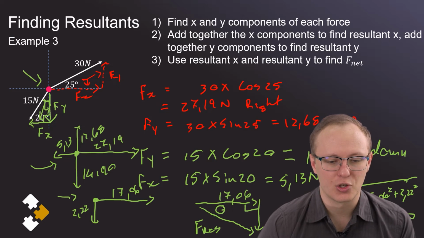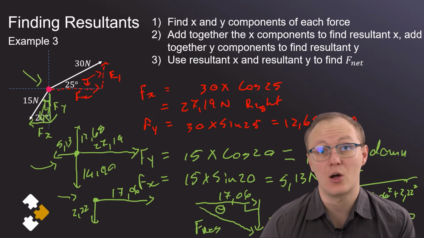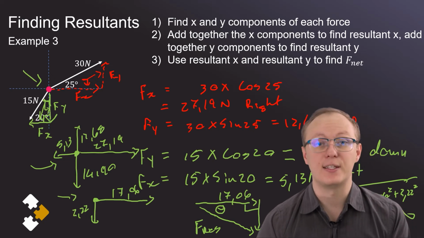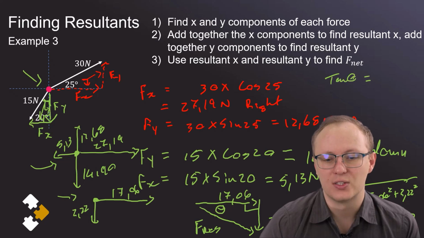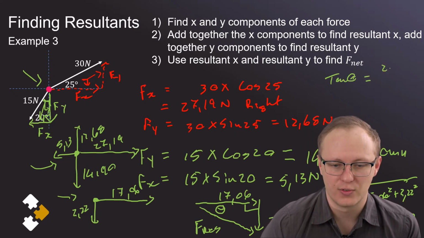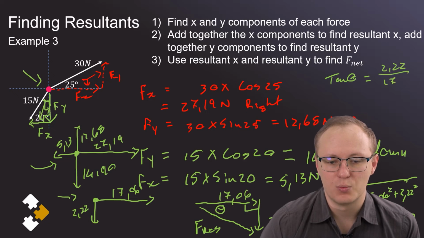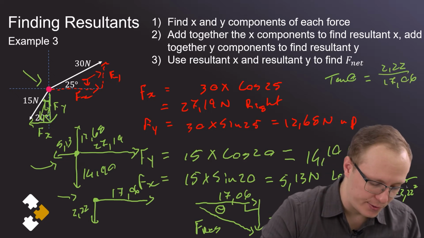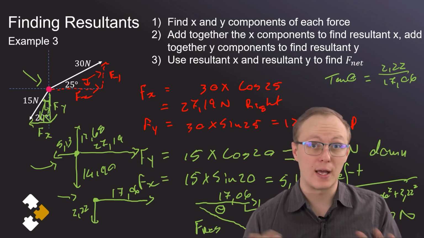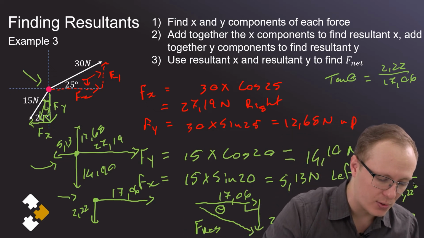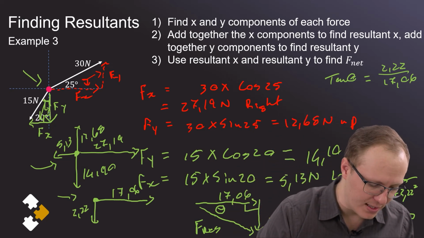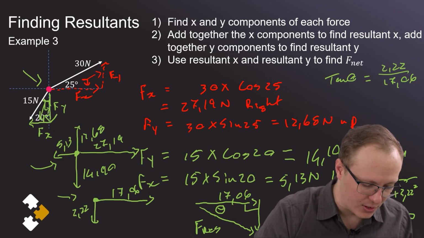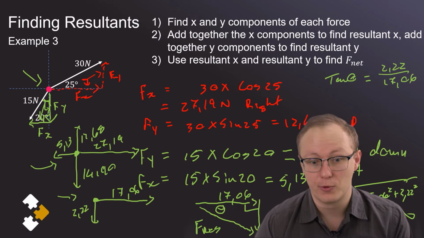So to get the direction, we would call this angle here alpha. Oh, that's not an alpha, that's a theta. We'd call it theta, and then we can simply use the fact that tan theta is equal to the opposite over the adjacent, so the 2.22 over the 17.06, right? And then to find theta, we know we have to use the inverse tan function. So if we use that tan⁻¹ thing, then we can go tan⁻¹ of 2.22 over 17.06, put it in our calculator, and it says that theta is 7.41 degrees.